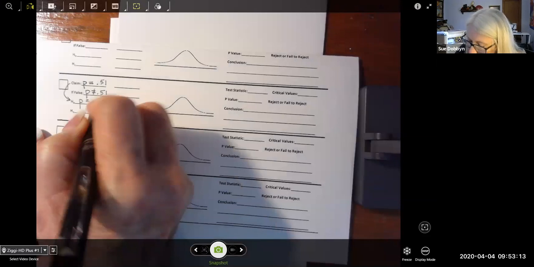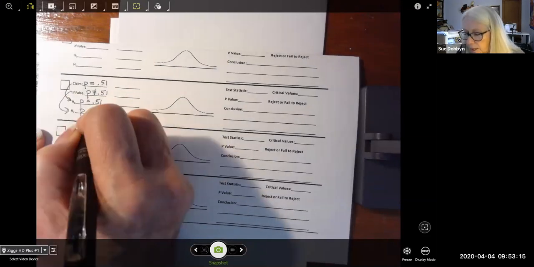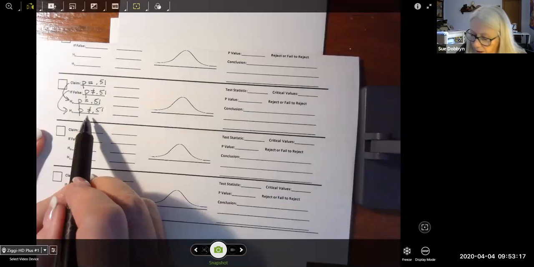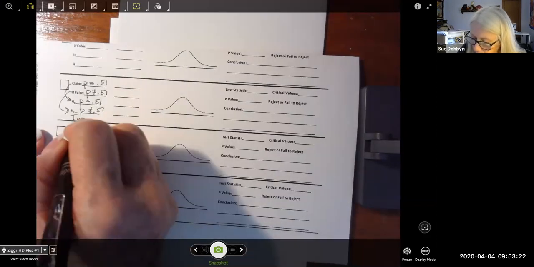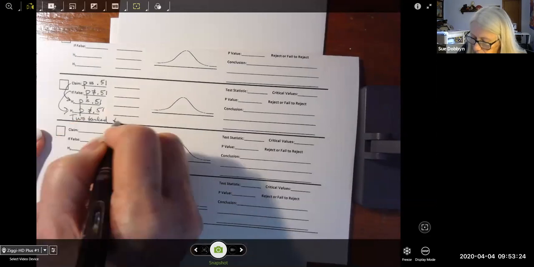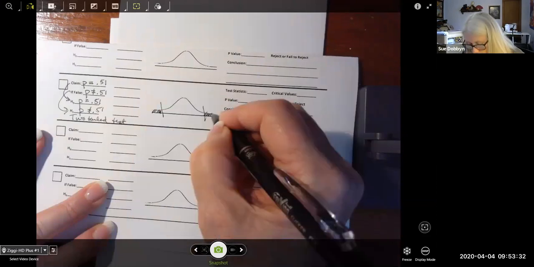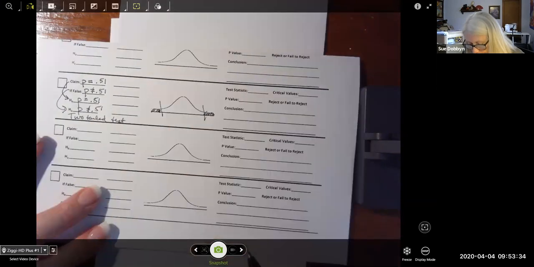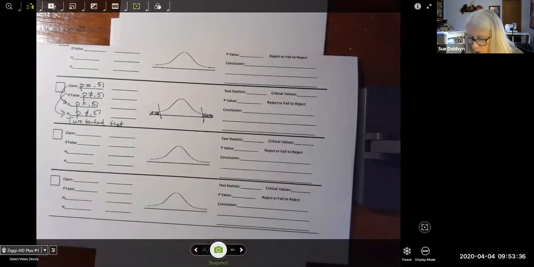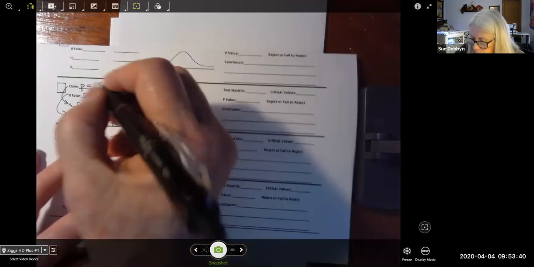And when there's the symbol for not equal to in the alternative hypothesis, that makes this a two-tailed test, which means that there's two critical regions, one on the left and one on the right. Okay, so what we know is that they took a random sample of 2,202 adults. So n was 2,202.